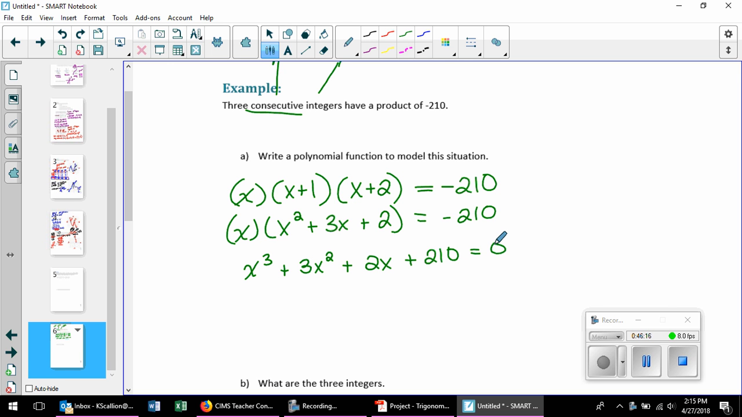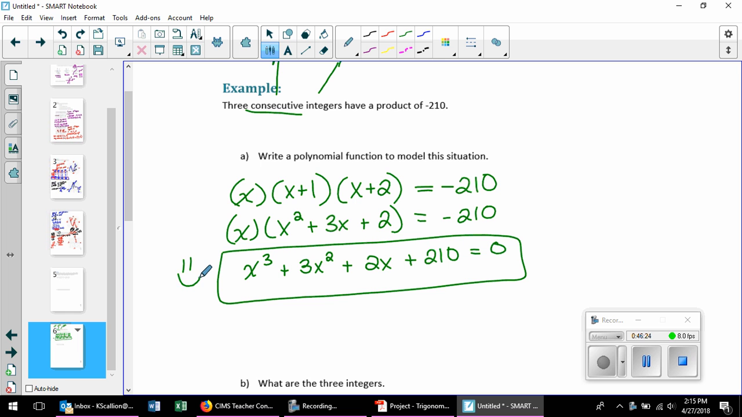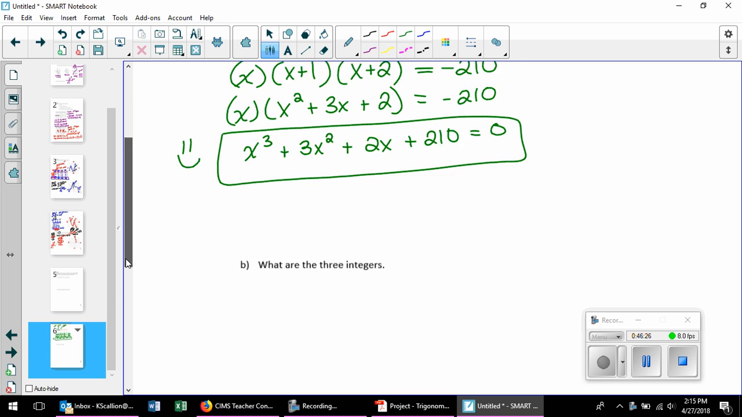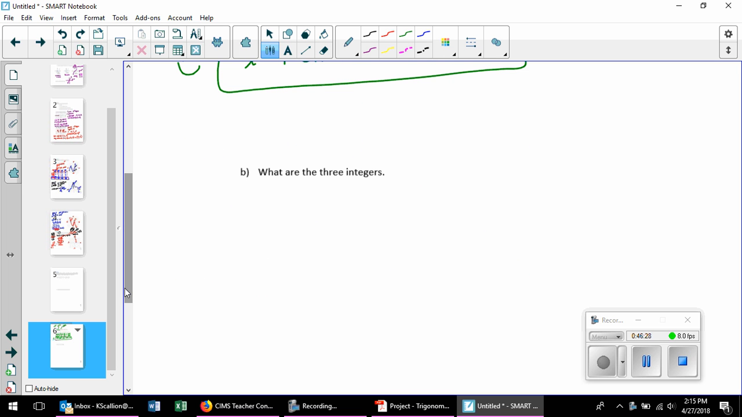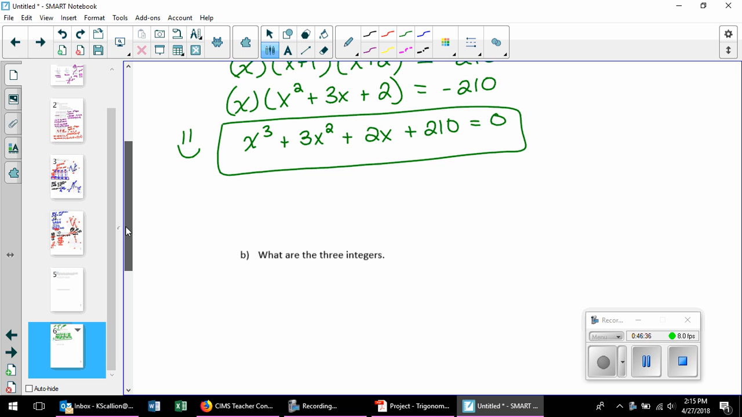So what are the 3 integers? So this answers part A. To get to part B, what are the integers? How am I going to solve this? I'm going to factor it. So I'm going to have to figure out what the factors of positive 210 are.